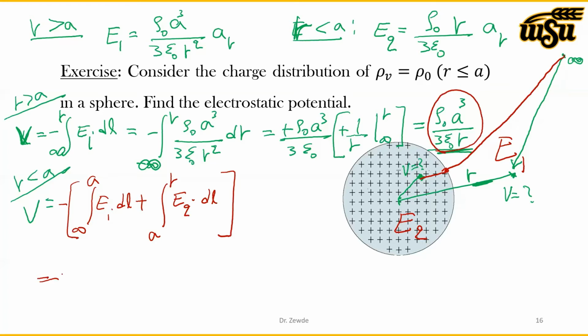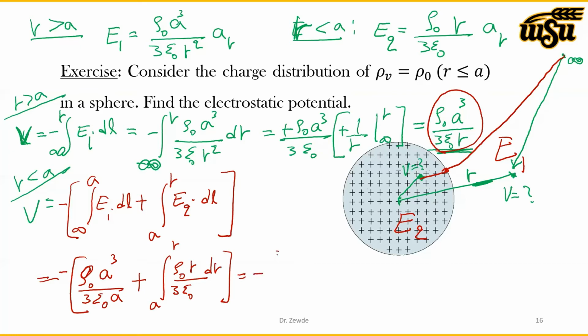So for the first part, the integral is rho naught a cubed over 3 epsilon naught, but instead of r, I'll put a. We bring the charge from infinity to the surface, so we substitute a for r. Plus the integral from a to r of E2, which is rho naught r over 3 epsilon naught, and dl is dr.